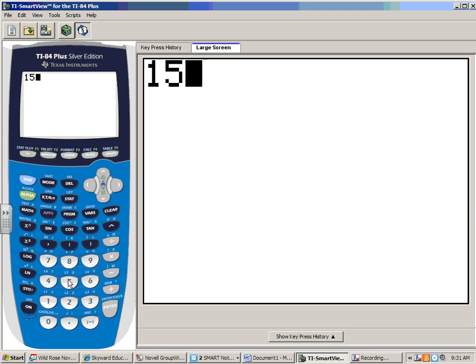Now what automatically happens when you hit sine on these calculators? That you can see in your display. It gives you that parenthesis, right? And what do I want to take the sine of? Well, 101, right? So 101.